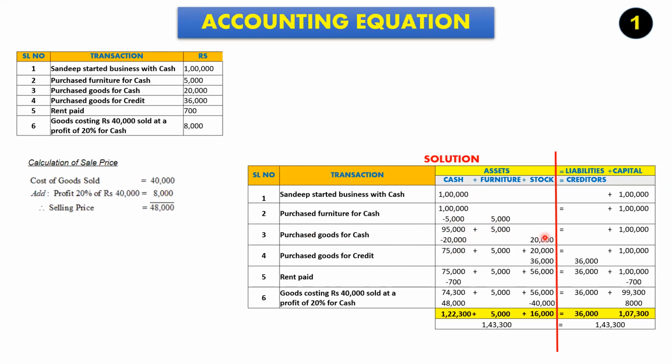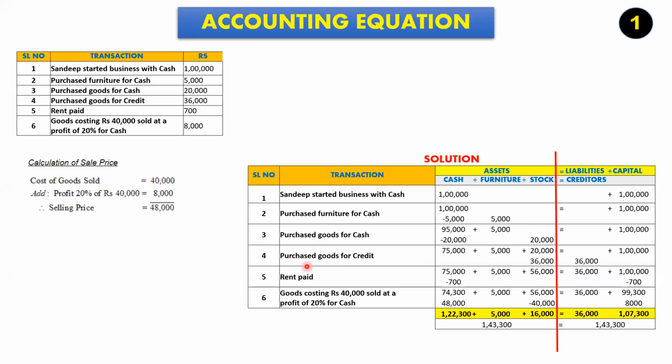Then the stock. How much is the stock built up now? 20,000. That means you have goods or products worth how much? 20,000. How 20,000? Because you're paying cash of 20,000 and buying the product, stock. So that's why the 20,000 should come under stock. Now come to purchased goods for credit. Already we have 95 minus 20, 75,000 cash is left. And already we have bought 5,000 rupees furniture and 20,000 rupees stock is there with us, right?